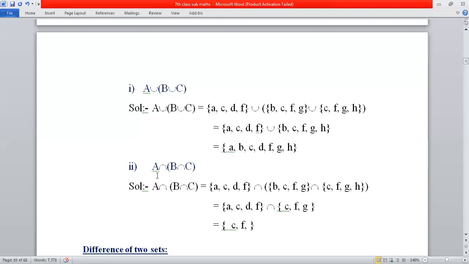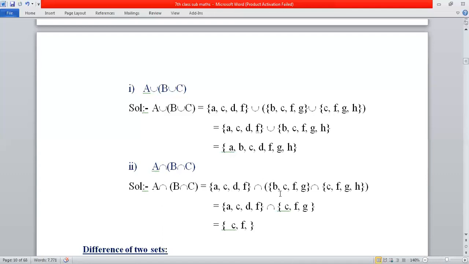Now come to the second part, A intersection (B intersection C). So in place of A, we copy this set A, and then round bracket start, intersection symbol, we put intersection symbol, and then round bracket start, so we put round bracket, and then set B we write it here, intersection, then set C, and then round bracket close. Again we follow the same rule.